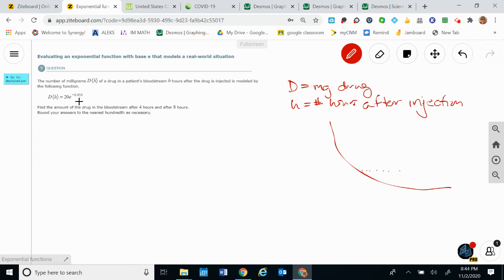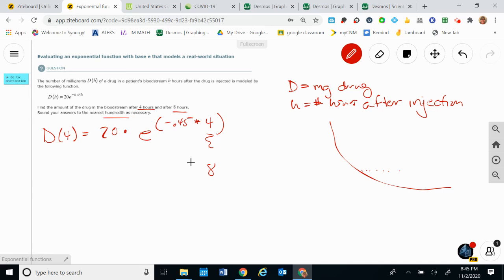So here we go. The amount is modeled by that function. Find the amount of the drug after 4 hours and after 8 hours. All you have to do is plug in the H. They're just asking you to find D of 4. So you plug in 20 times e to the negative 0.45 times 4. Then go back and change that to 8. That is all. Nearest hundredth, pay attention to that. It's a lot of plug and play.